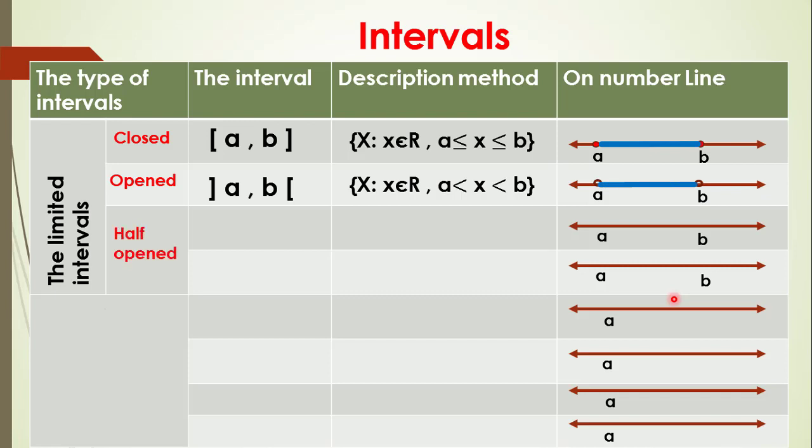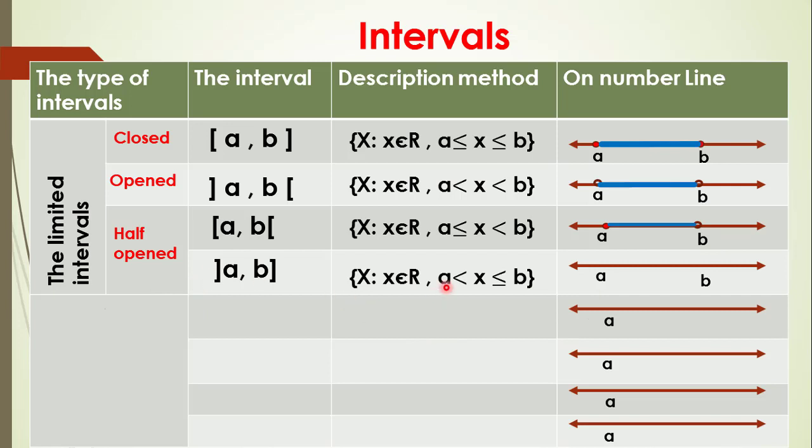Half opened or half closed, the same meaning. Like here, for example, opened at B, so there is no "or equal" here at B. It means closed circle at A, open circle at B, and this is the interval. Or opened at A, like here, so there is no "or equal" at A, but here we have "or equal". So opened at A, closed at B, and this is the interval.